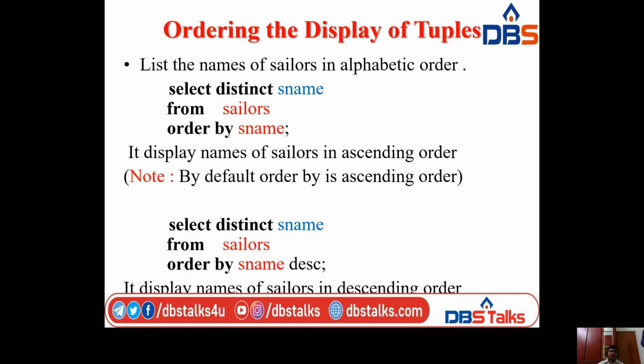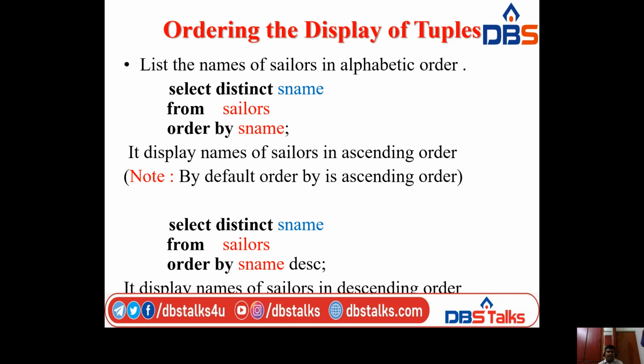ASC or DESC are the keywords used to specify ascending order or descending order. Here we are selecting the distinct names from sailors order by S name. The sailors list is displayed in ascending order, and by default the order is ascending.